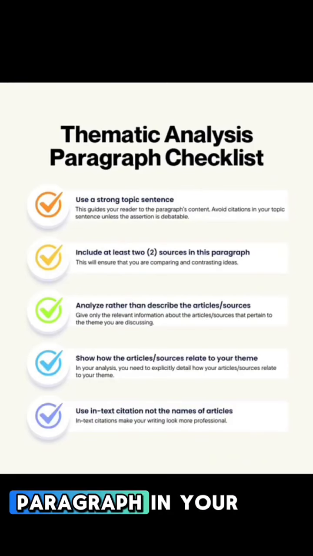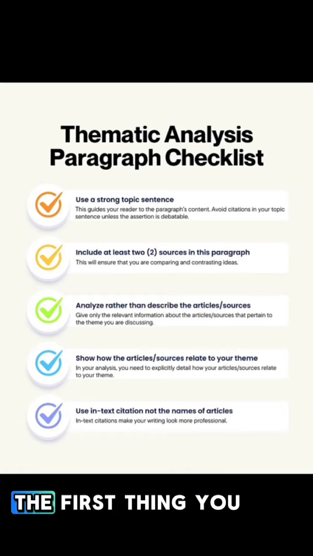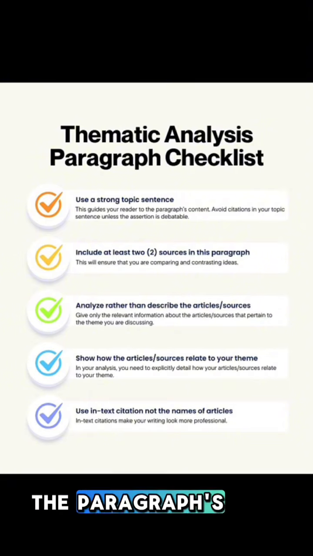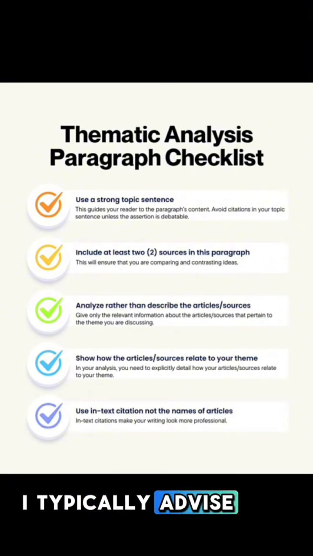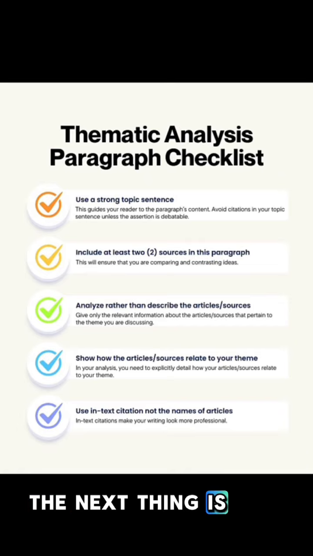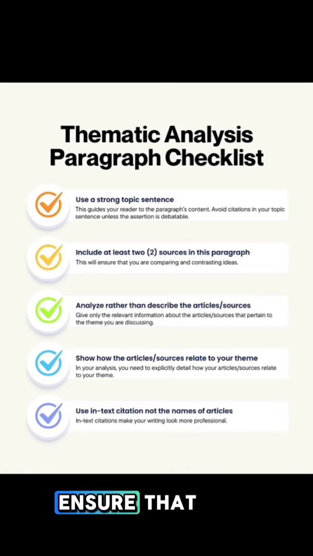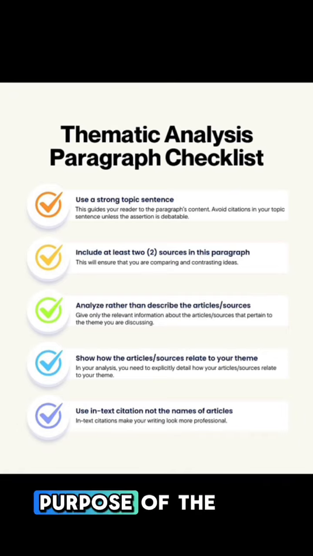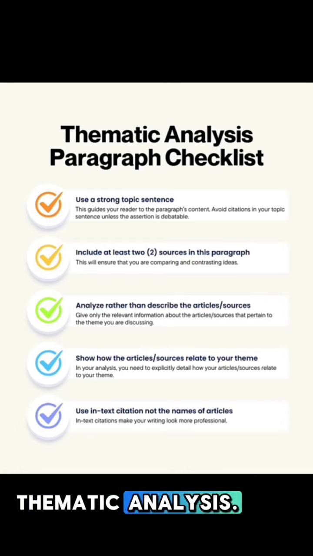When you're writing a paragraph in your thematic analysis, the first thing you want to ensure that you have is a strong topic sentence. And this will guide your reader as to the paragraph's content. I typically advise my students to avoid citations in your topic sentence unless the assertion is debatable. The next thing is to include at least 2 sources in this paragraph. And this will ensure that you are comparing and contrasting ideas, which is the purpose of the thematic analysis.